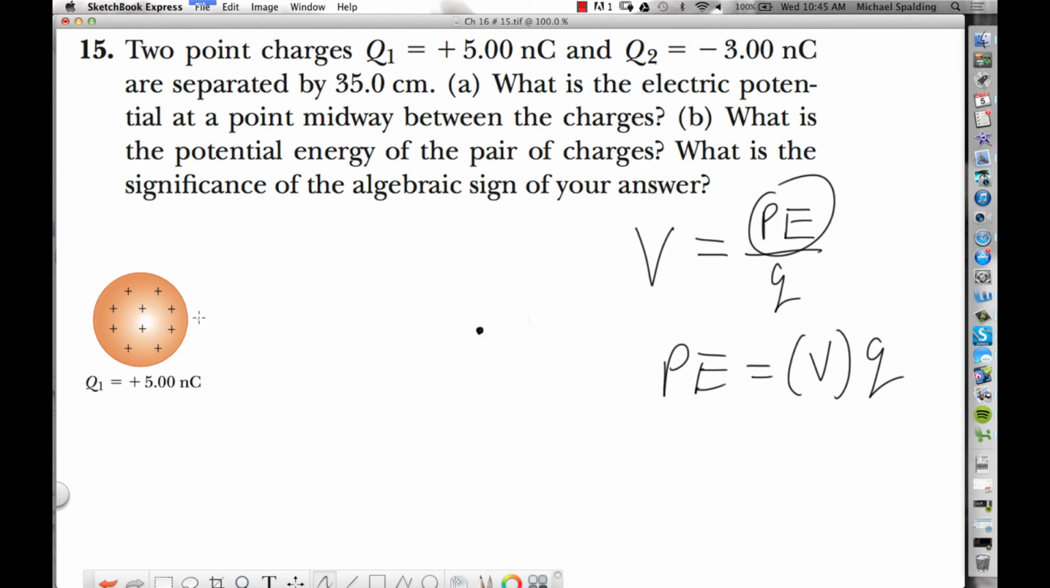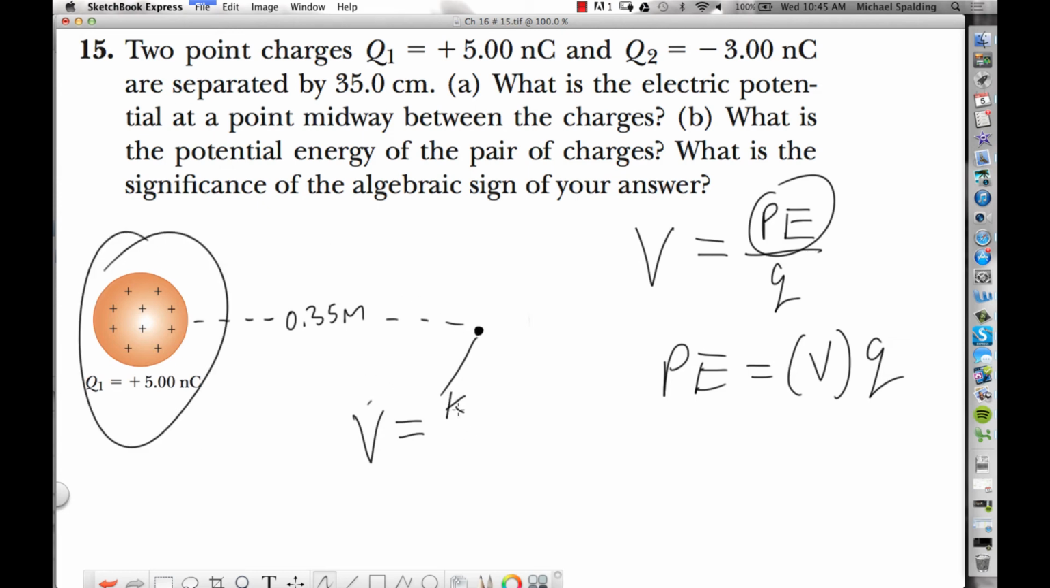Now, how far away is that point? It's 0.35 meters. So we're going to calculate the electric potential at that point from this guy. So we go kQ over r. So you go 9 times 10 to the 9th newton meter squared.